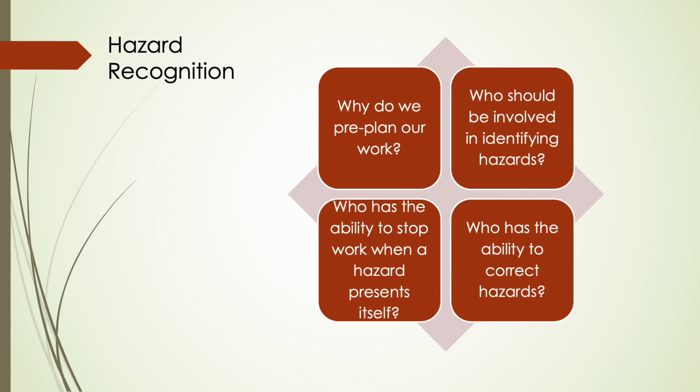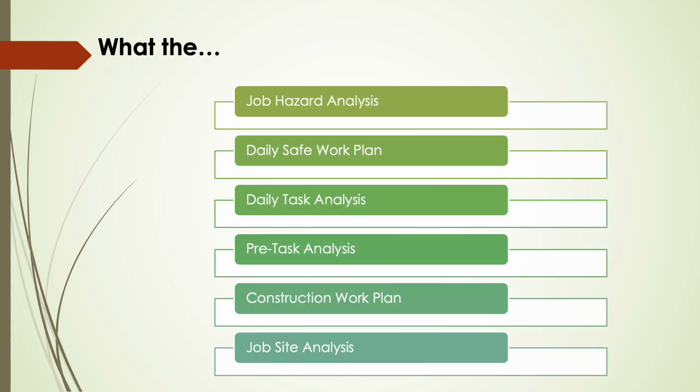All of the items listed in this slide are some form of hazard recognition. They are job hazard analysis, a daily safety work plan, daily task analysis, pre-task analysis, construction work plan, and job site analysis. Although different names are used, their goal is to pre-plan work, analyze known and potential hazards, and develop corrective actions to eliminate or mitigate those hazards.